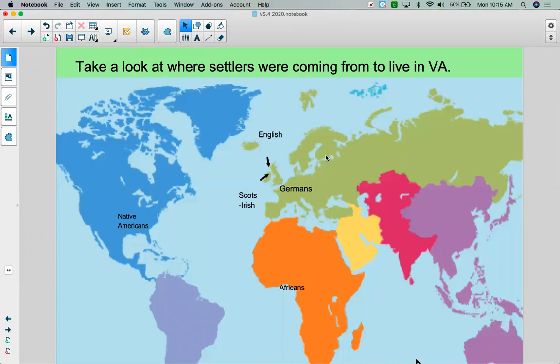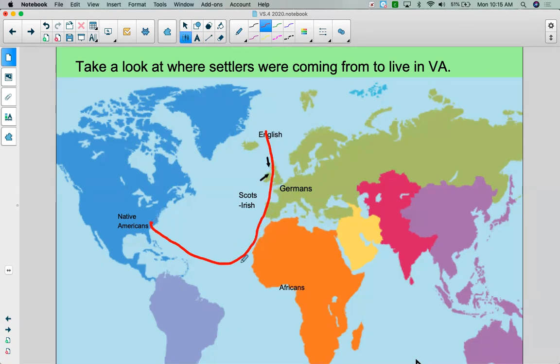Take a look at where settlers come from to live in Virginia. So Virginia is right about here where the Native Americans lived, okay? So if you look, I'm gonna put a red dot. It's somewhere close to right there, and Native Americans lived there already. So the English settlers are coming from way up here, and they travel around the Atlantic Ocean like this, up into the Chesapeake Bay to settle on Virginia. And that's how the Germans and Scots-Irish get here also, because they're right here. And then Africans come from here.